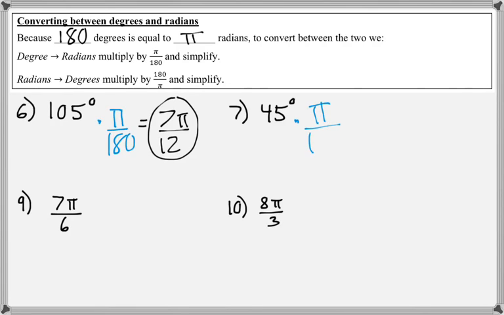So I'm going to multiply by pi over 180. And then take 45 divided by 180 on your calculator and reduce, and you get 1/4. So it's 1/4 pi, or you can write this as pi over 4.